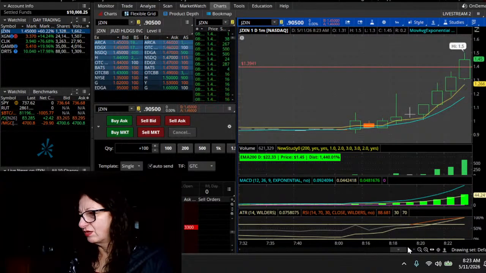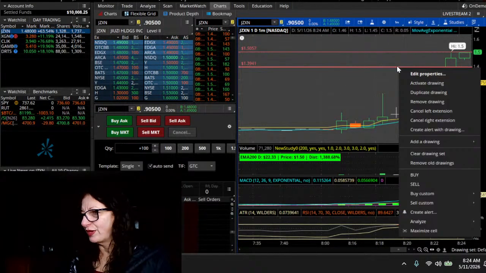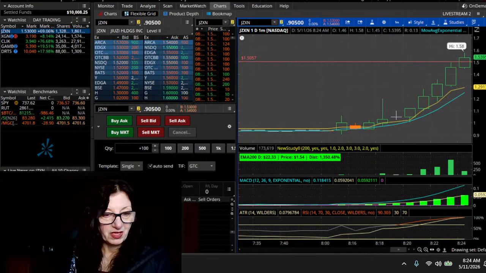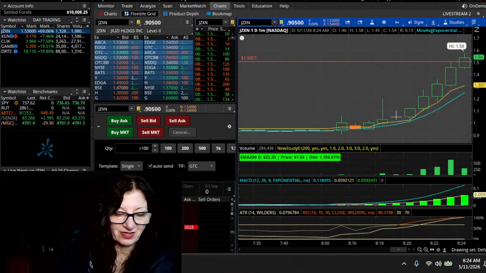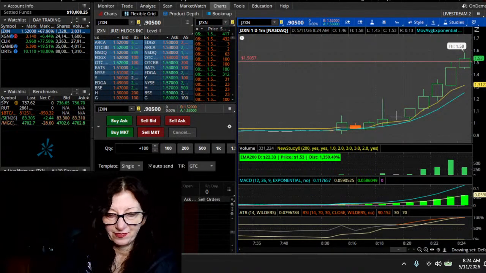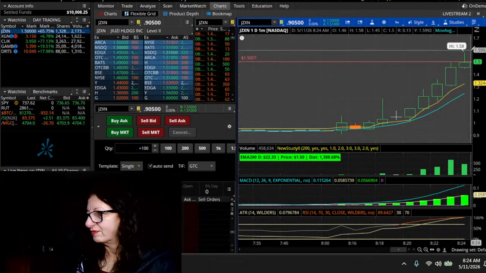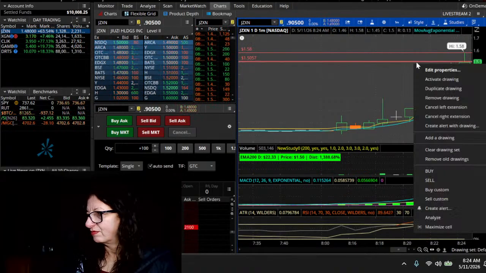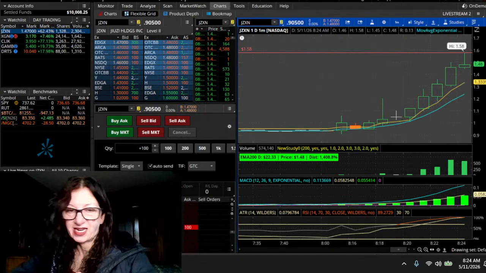If I see, well, look at this. Wow, it's really making a run for it. This might be something I should put on my 10-second chart so that I can see micro pullbacks. Looks like it's pulling back on the 10-second.